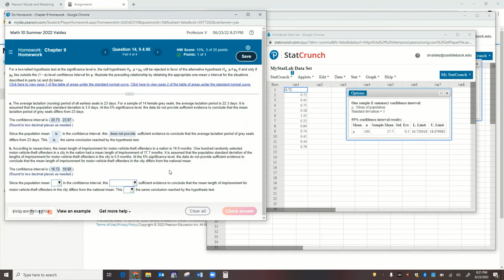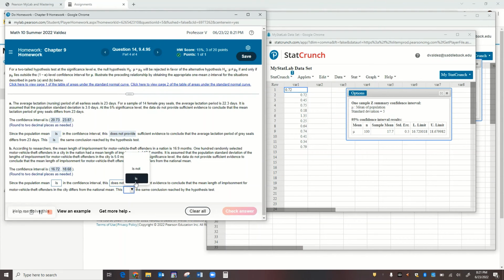Excellent. And then last part, look at the population mean. It was 16.9 months, yeah? Does that lie within this interval? It sure does. So since the population mean is in the confidence interval, it's not different enough, right? Does not provide sufficient evidence to conclude that the mean length of imprisonment for motor vehicle theft offenders in the city differs from the national mean.